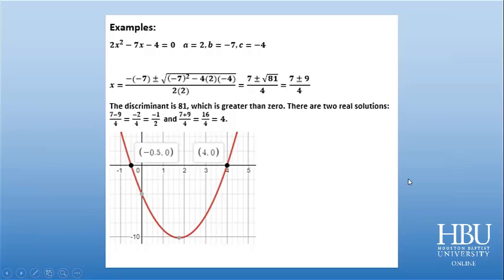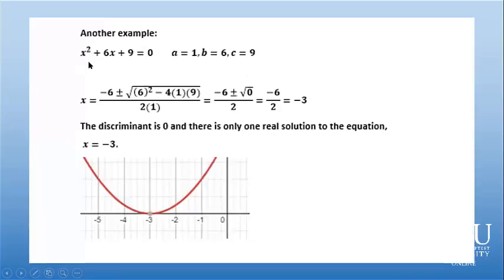Let's look at another example. Suppose you have the quadratic equation x squared plus 6x plus 9 equals 0. Here a is 1. This is like 1 times x squared. b is positive 6. c is positive 9. If we use the quadratic formula, the solutions to the equation are x equals minus b plus or minus the square root of b squared minus 4 times a times c, all over 2 times a.